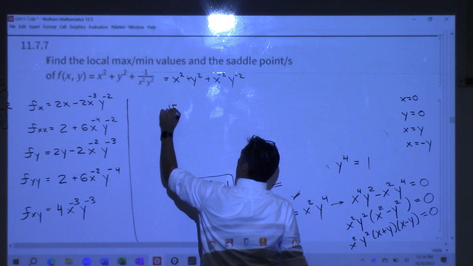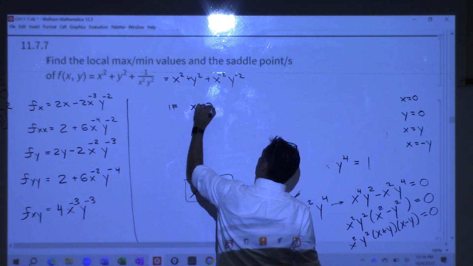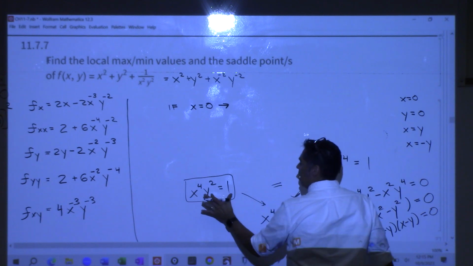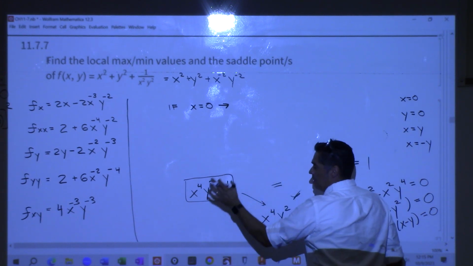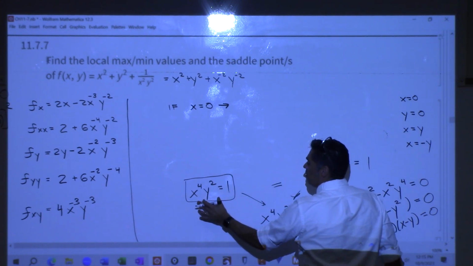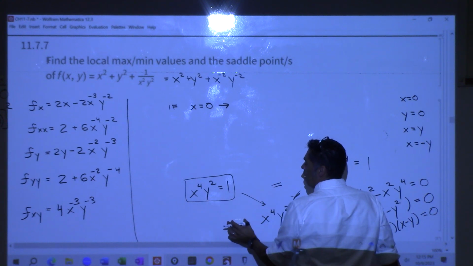Suppose that x is equal to 0. If x is equal to 0, take this equation. You can take any of your equations, but let's take that one. If x is equal to 0, right, then what?